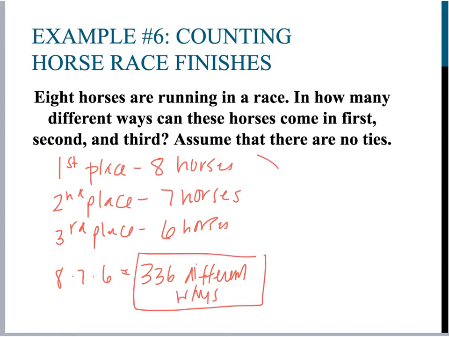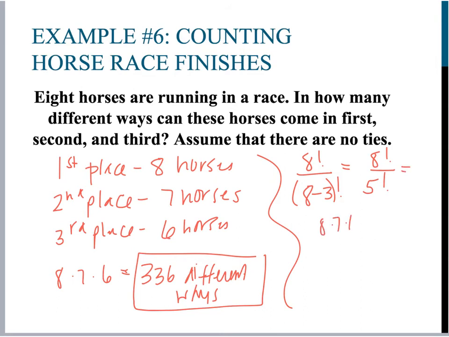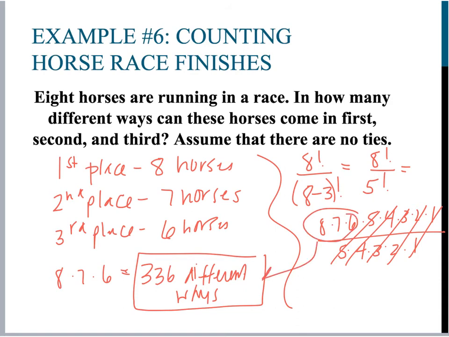Okay. The other way of doing this exact same problem is to use the formula. So that would be 8 factorial over 8 minus 3 factorial. 8 factorial is really 8 times 7 times 6 times 5 times, and actually, let me back up so that it looks all together. That's going to be 8 factorial over 8 minus 3, which is 5, so 5 factorial. What that would look like is 8 times 7 times 6 times 5 times 4 times 3 times 2 times 1 divided by 5 times 4 times 3 times 2 times 1. Because they are like terms in both the numerator and the denominator, we still get the same situation, 8 times 7 times 6, which is 336 different ways.